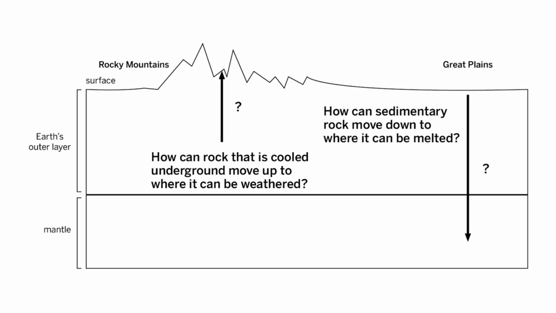If we want to support Claim 2, we have to explain how the Great Plains could have moved below the surface so that the rock formation could have been exposed to energy from Earth's interior to melt and form the Rocky Mountains.